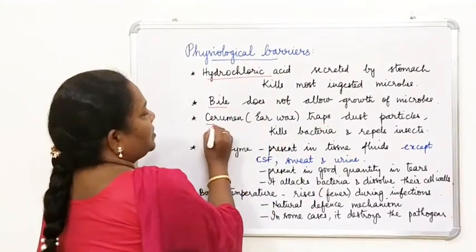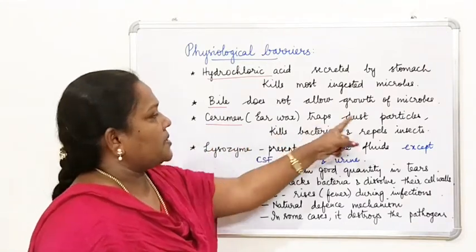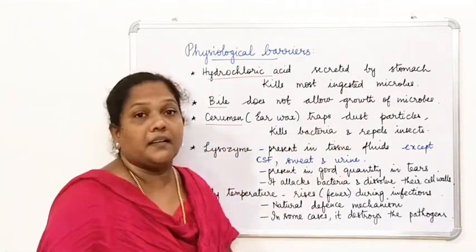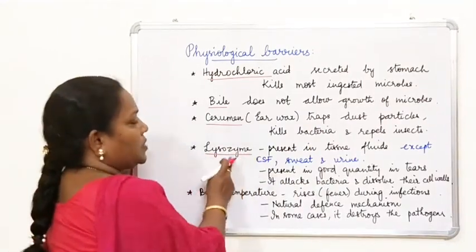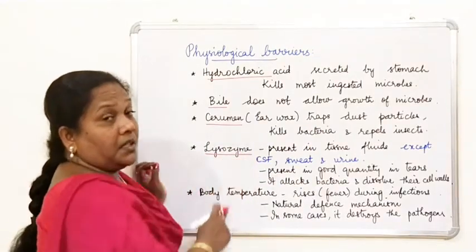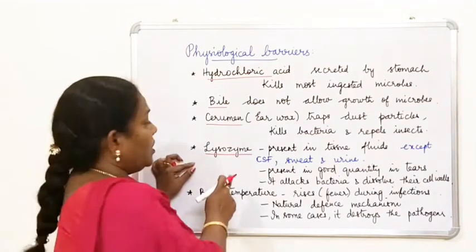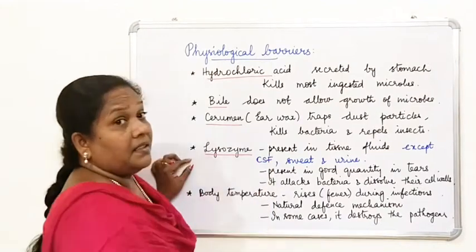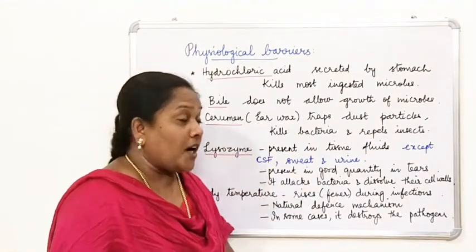The next one is cerumen. Cerumen is earwax. It traps dust particles, kills bacteria and also repels insects. Then the next one is lysozyme, spelled Z-Y-M-E. You would have heard about lysosome, but here it is lysozyme, which is an enzyme. It is an antibacterial enzyme present in tissue fluids, but it is not present in CSF.